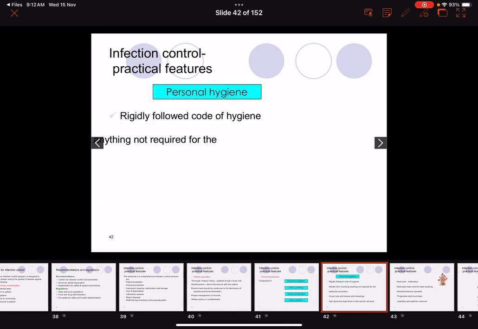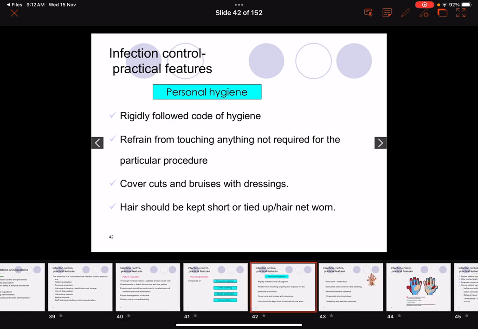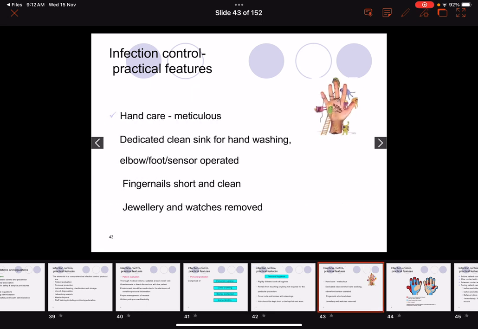What does personal hygiene include? A rigidly followed code of hygiene, refraining from touching anything not required for a particular procedure. That includes covering cuts and bruises with dressings. Hair should be kept short or tied up. Hand care means a meticulous approach, with a dedicated sink for hand washing.